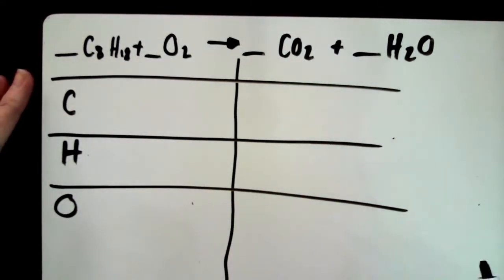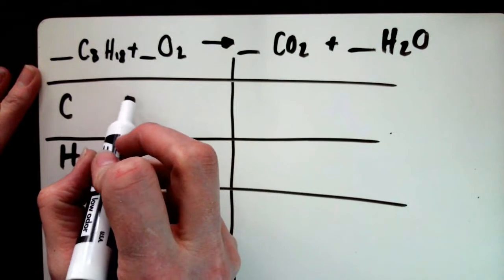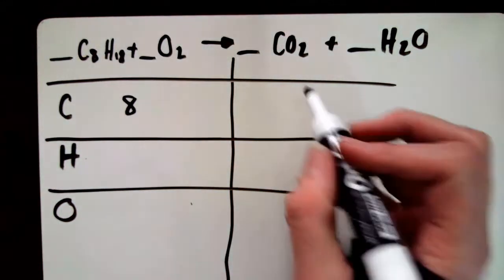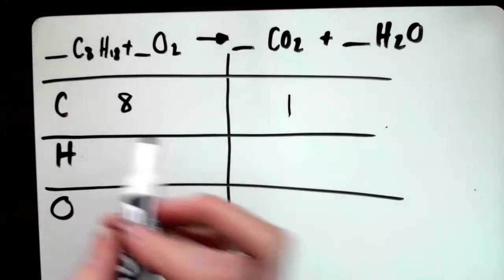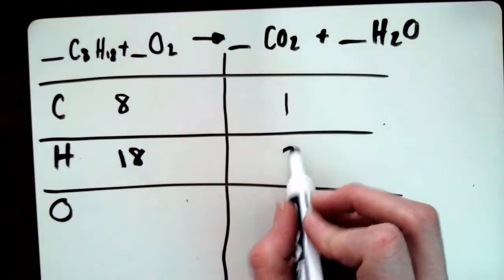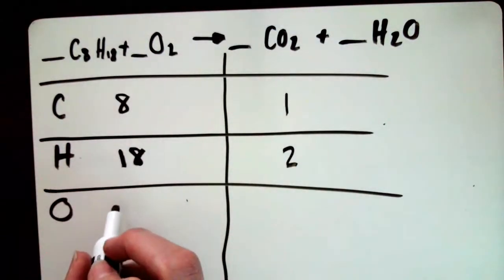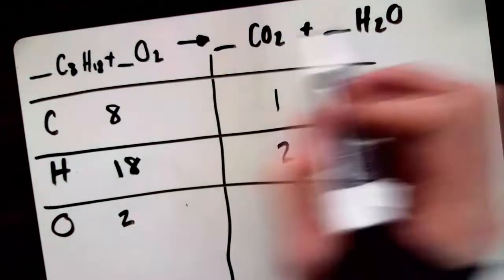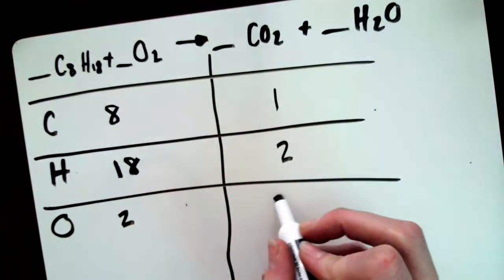So let's just start by counting them up. On the left, we have 8 carbons. And then in the product side, we have 1. And then in the reactants, we have 18 hydrogens. In the products, we have 2. The reactants, we have 2 oxygens. And in the products, we have 2 plus 1, so 3.